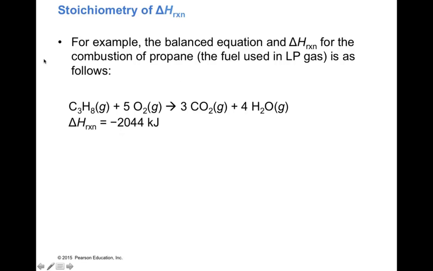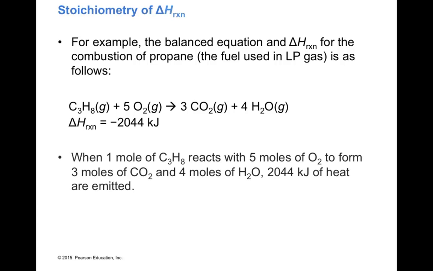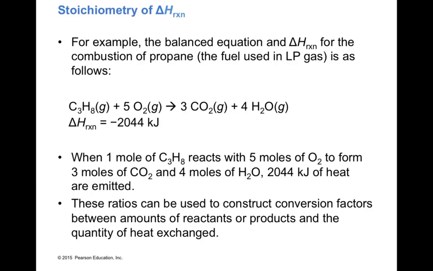And this combustion will release 2044 kilojoules of energy. So that means that this type of reaction is exothermic or endothermic? It's exothermic because of the sign. So the sign is the one that's going to help us determine what type of reaction it is. When 1 mole of propane reacts with 5 moles of oxygen to form 3 moles of carbon dioxide and 4 moles of water, it will emit 2044 kilojoules of heat.